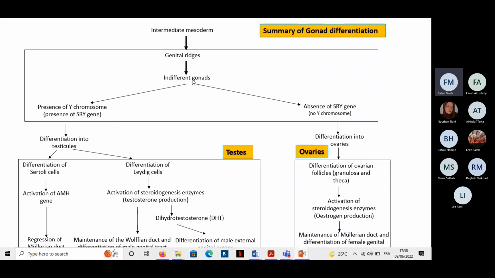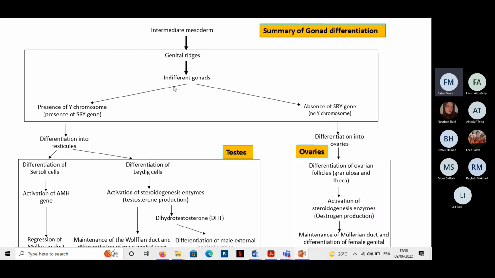And this is a summary of the gonadal differentiation. So first of all, the intermediate mesoderm will give the genital ridges, which are also surrounded by the coelomic epithelium. The genital ridges are the first form of gonads, and they are called the indifferent gonads. They are the same in both sexes, the female and the male sexes.